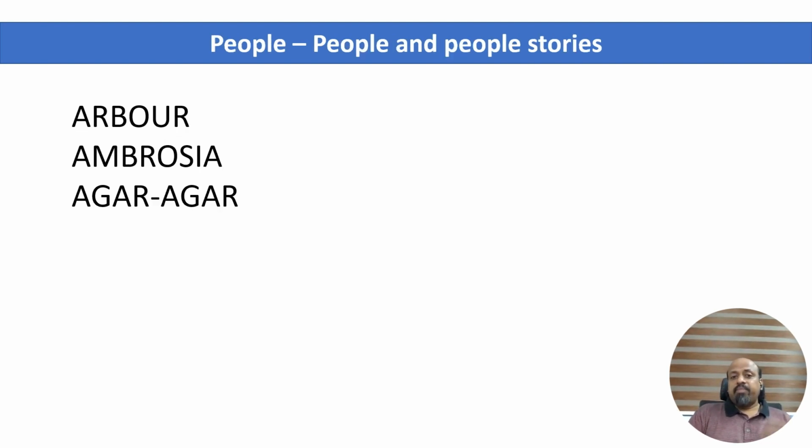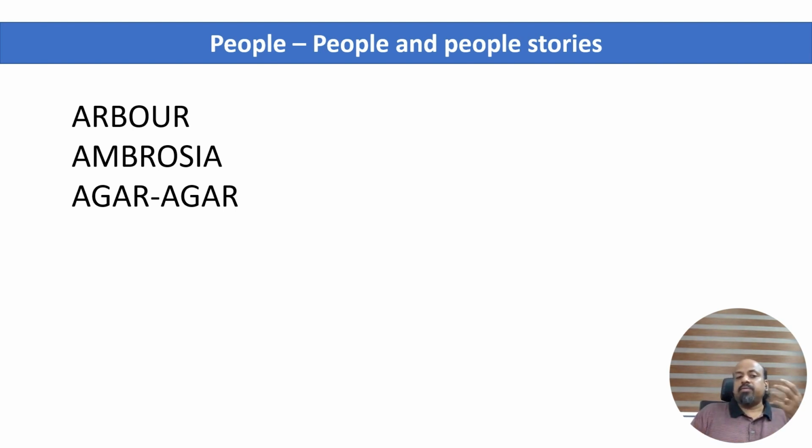Now, another thing is people. You connect with people. So the moment I read Arbor, I could connect with a word which I know. I connect with a person, right? And then person story. Ambrosia, most of you know. Ambrose, or the people who follow cricket know who is Ambrose, right? West Indian cricketer. So I connected a story with Ambrosia, and I could get the meaning of Ambrosia.